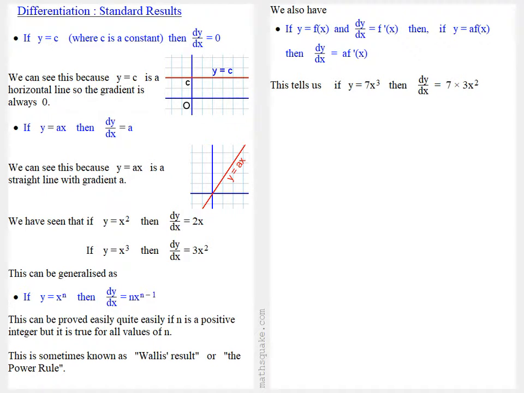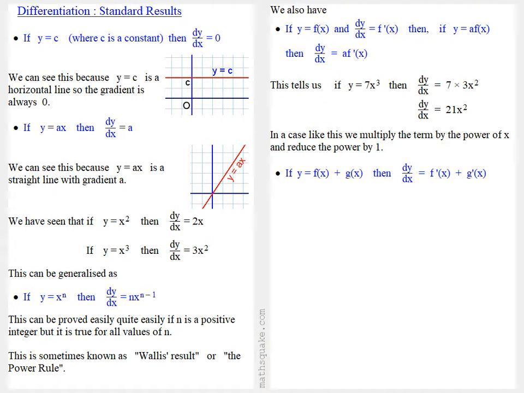So for example, if y is equal to 7x cubed, dy by dx is 7 times 3x squared, or dy by dx is equal to 3 times 7x squared. In other words, dy by dx is equal to 21x squared. In a case like this, we multiply the term by the power of x and reduce the power by 1.